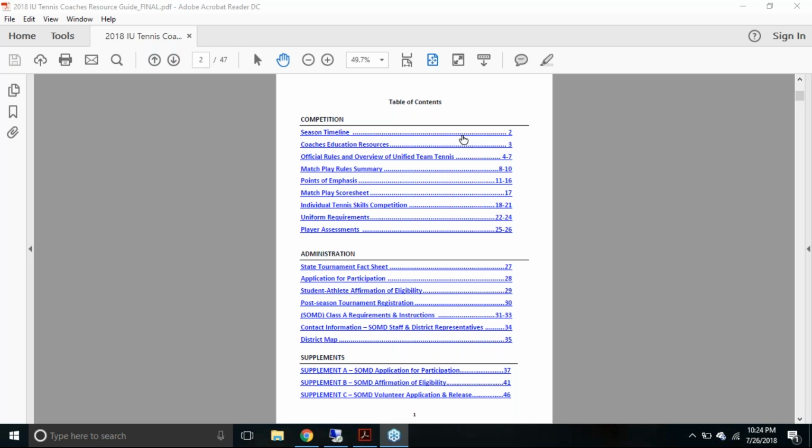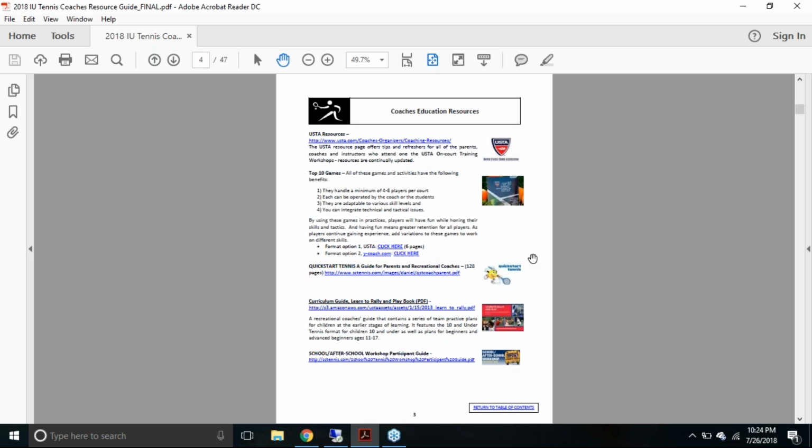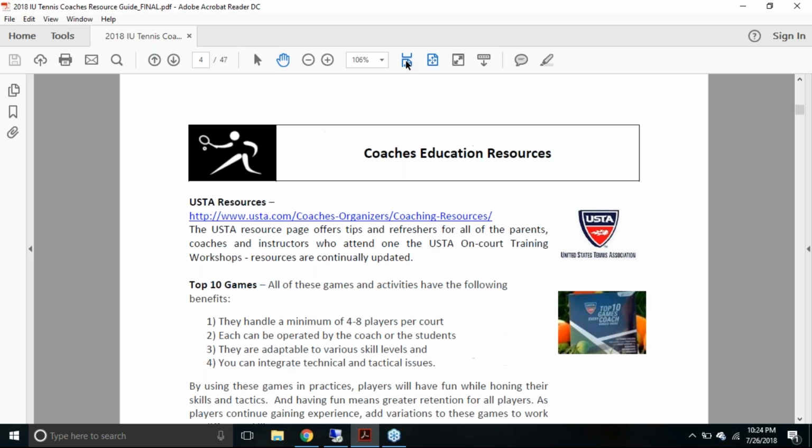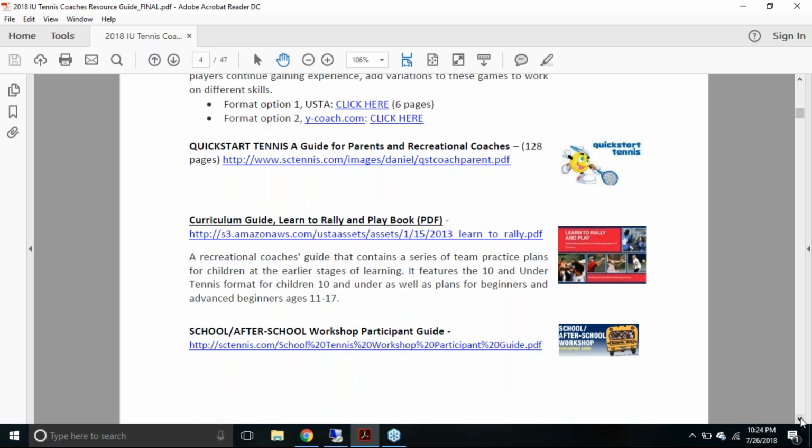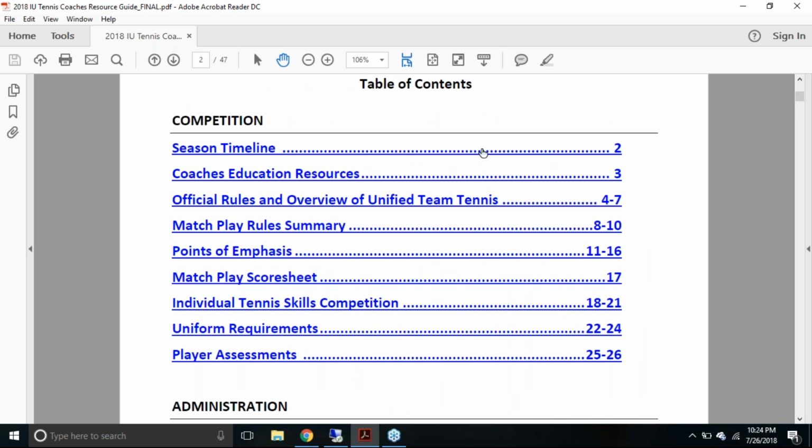the guide. We've already discussed in part 1 the season timeline. From there, we'll go to coaches, education, and resources. Here on page 3, we provide this section for you so that any coach can come on board, even with maybe very little tennis knowledge, and have an idea of some good coaching resources. We also have, do not forget, in our coaches resource folder on the Google Drive, how-to videos of all sorts on various aspects of the Interscholastic Unified Tennis program.